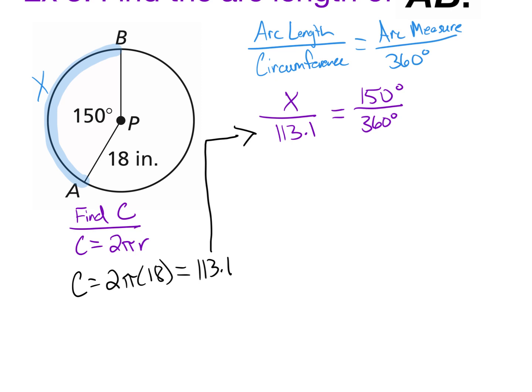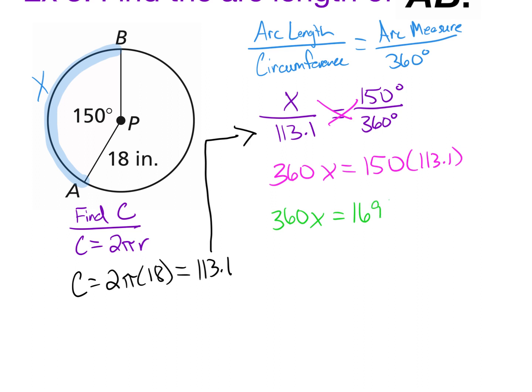Now, because it's a proportion, let's cross multiply. I get 360 times X is equal to 150 times 113.1. All right, I can't do anything with the 360X yet. 150 times 113.1. What do y'all get with that? 16,965? Even? Yeah. Okay. It says 0.0, so yeah, it works out even.